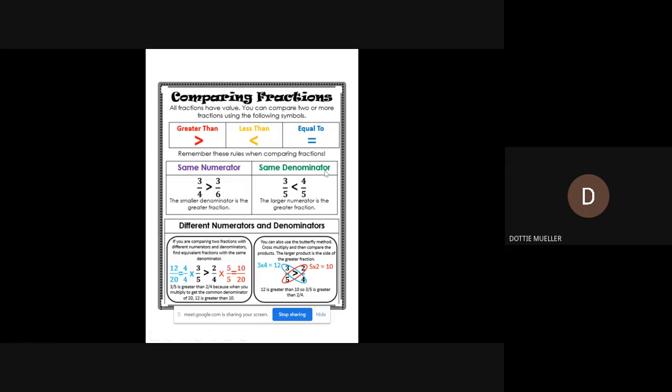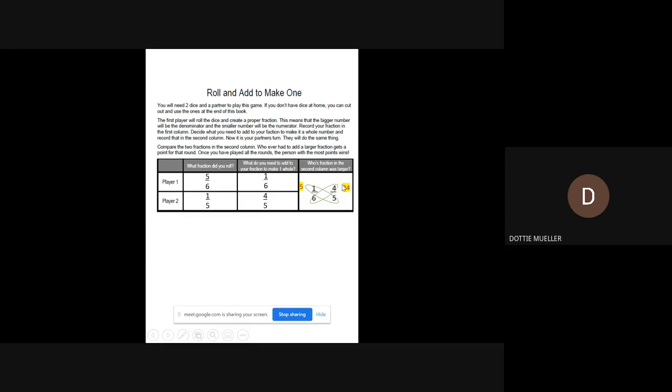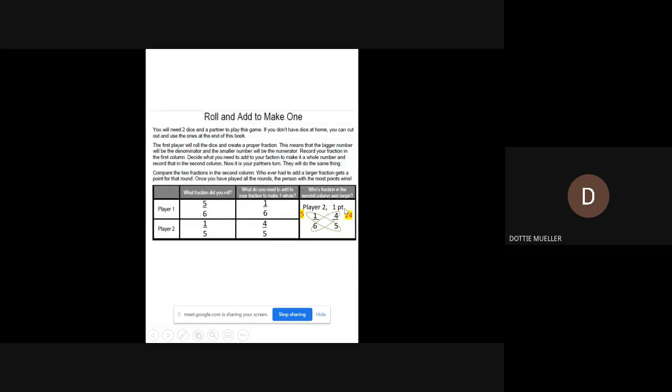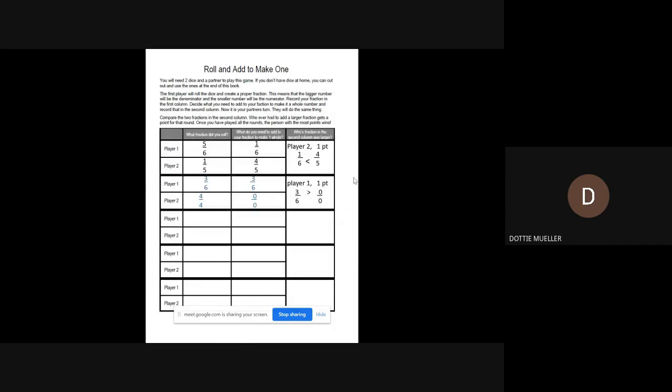When I look at this, they do not have the same denominator or numerator, so I need to use one of these methods here. We chose the butterfly method, and we will cross multiply. So we multiplied 1 times 5 to get 5, and 6 times 4 to get 24, and obviously 24 is larger, so therefore player 2 gets the point. In the next round, you can see that player 2 gets the point. 1/6 is less than 4/5.